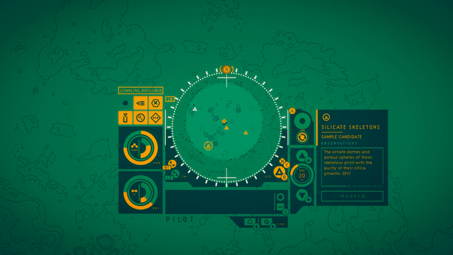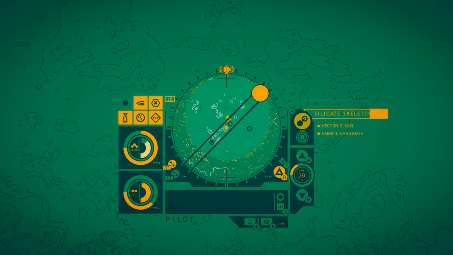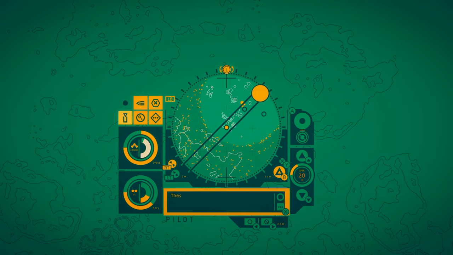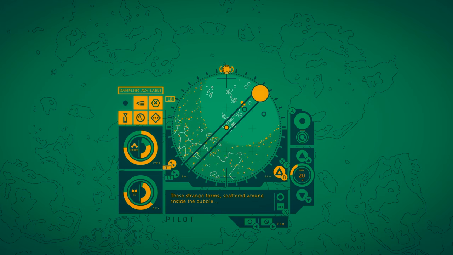Silicate skeletons. The ornate domes and porous spheres of these skeletons glint with the purity of their silica growths. These strange forms, scattered around inside the bubble, are these skeletons? They resemble radiolarians, but far bigger in scale. They're incredibly ornate. A colony of shattered domes lying in the silvery silt. What were these creatures?